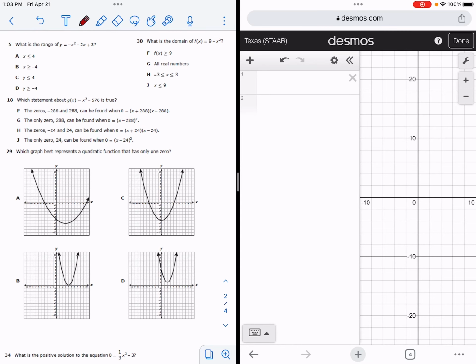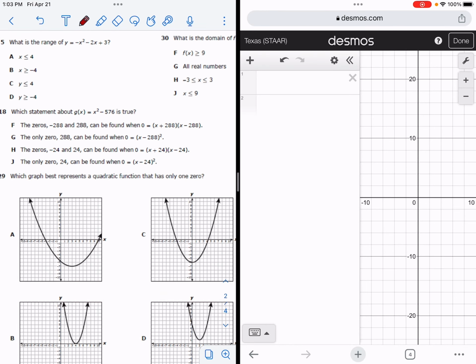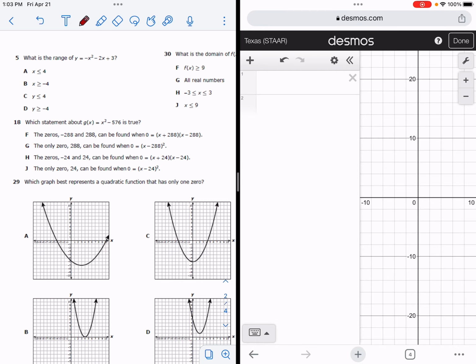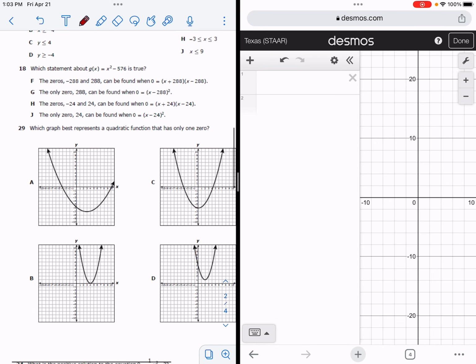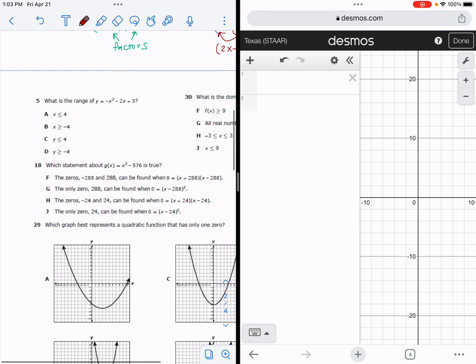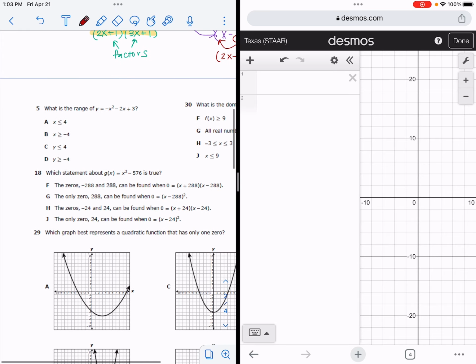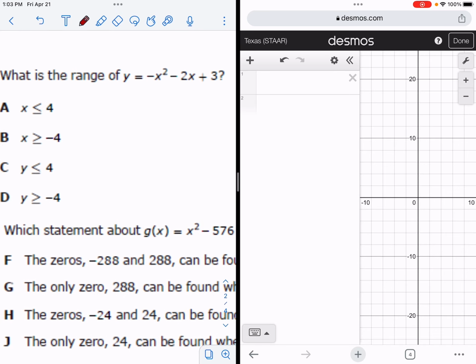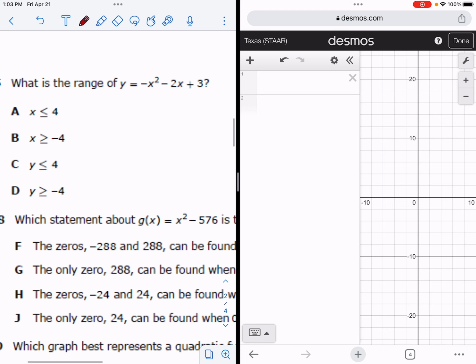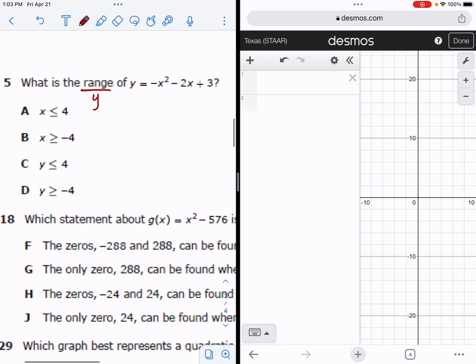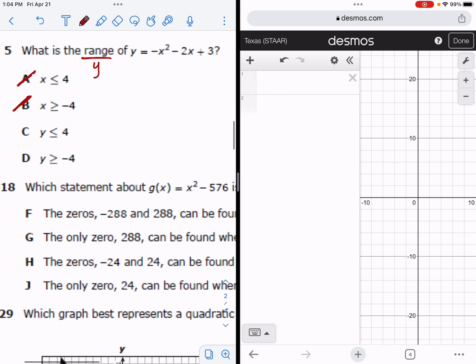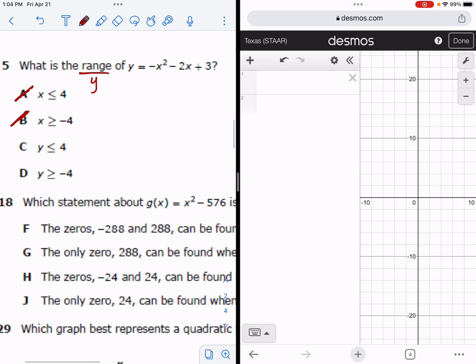Right, so now we're going to look at some key attributes and STAAR questions involving quadratic functions. This first question says, what is the range of this quadratic function? Okay, and so range we know is y. Right off the bat, we can cross off A and B because x is domain, range is y. So now if we're guessing, we're at a 50-50 shot.